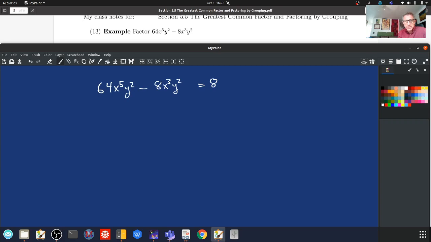X to the 5th, x to the 3rd, I take the x with the smallest power. Y squared, y squared, well, they both have the same power. So now what I do in my head is divide 64 x to the 5th y squared by my GCF. 64 divided by 8 is 8. X to the 5th divided by x to the 3rd is x squared. Y squared divided by y squared is 1.